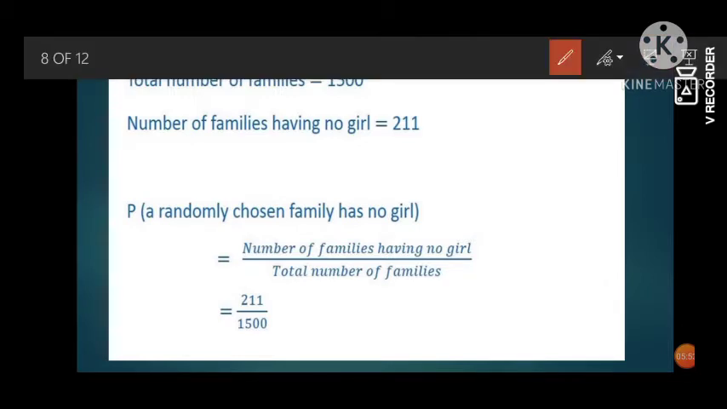So again, total number of families is 1500. Number of families having no girl is 211, and the probability of the event is the number of families having no girl by total number of families. Here the event is that the family randomly chosen has no girl. So P(E) will be number of families having no girl by total number of families, which is 211 by 1500. Now this cannot be simplified, so we will leave it like this.